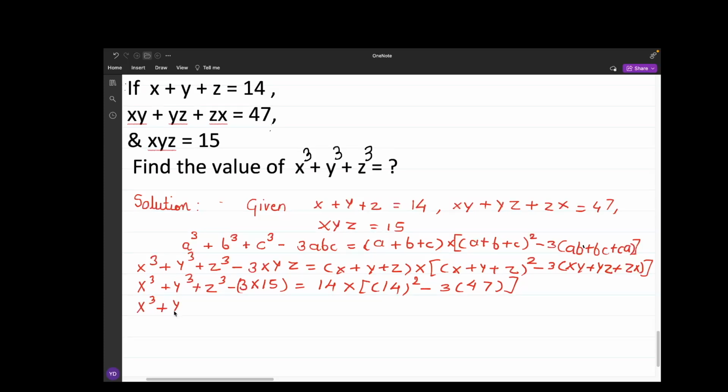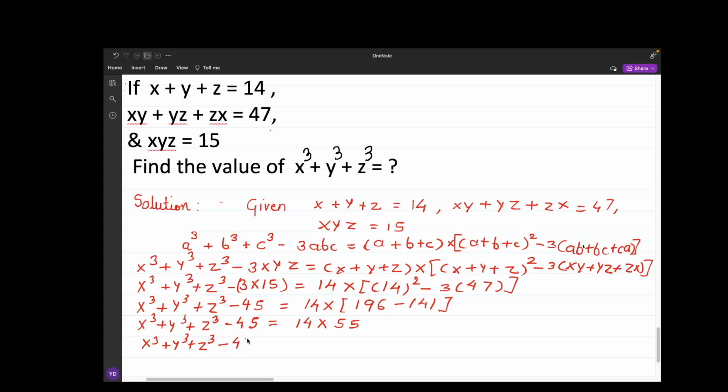So x cube plus y cube plus z cube minus 3 multiplied by 15 is 45 equal to 14 multiplied by 14 square is 196 minus 3 multiplied by 47 is 141. x cube plus y cube plus z cube minus 45 equal to 14 multiplied by 196 minus 141 is 55. x cube plus y cube plus z cube minus 45 equal to 14 multiplied by 55 is 770.